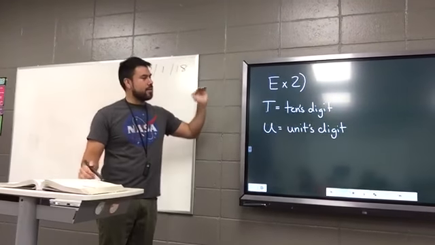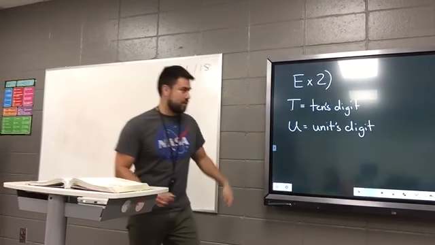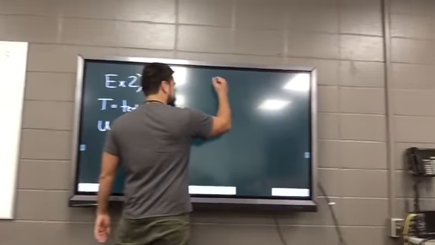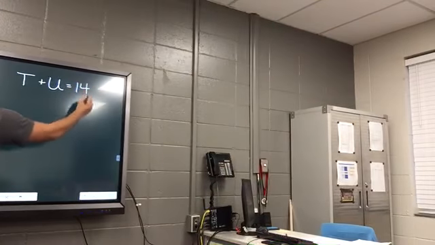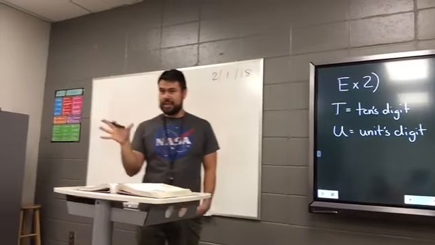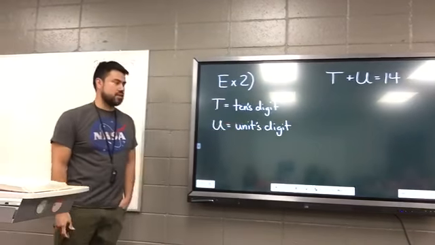What is the sum of the tens digit and the units digit? 14. So ready? Here's my first equation. T plus U equals 14. That's a nice one. You guys see it? The tens digit plus the units digit is 14, the sum of the digits.